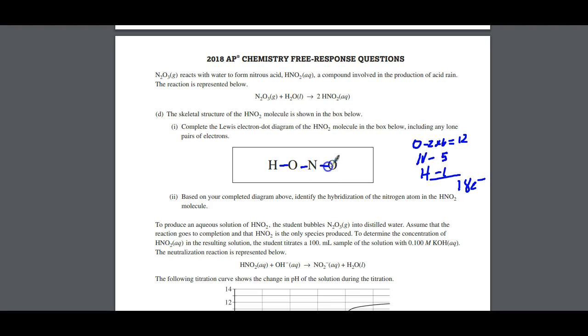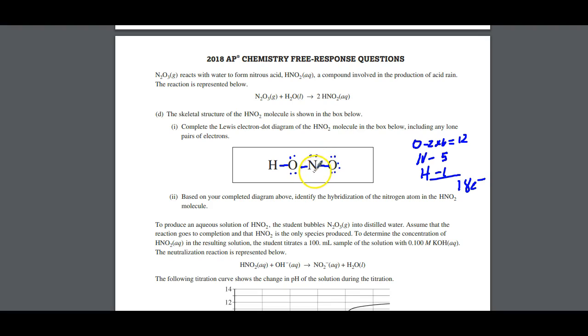So we've used 2, 4, 6, 8. So I've hung my outers. Now I'm going to fill my outers. So that oxygen has 8. This oxygen has 8. You notice that nitrogen is the central atom because it's the least electronegative. So now I've got 8 and 8 is 16. I have 2 left, so I put them on the nitrogen.